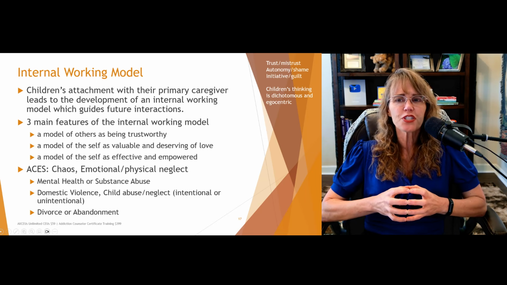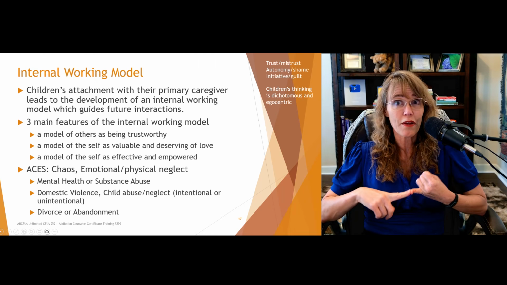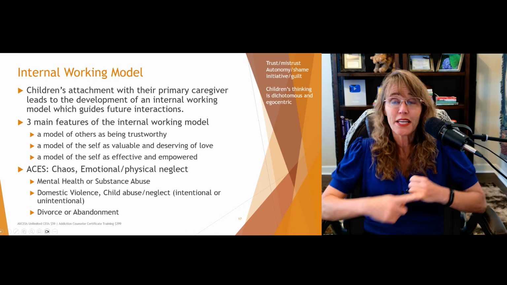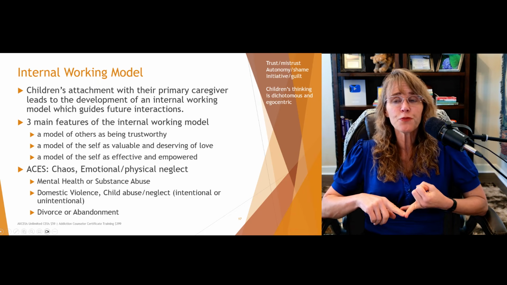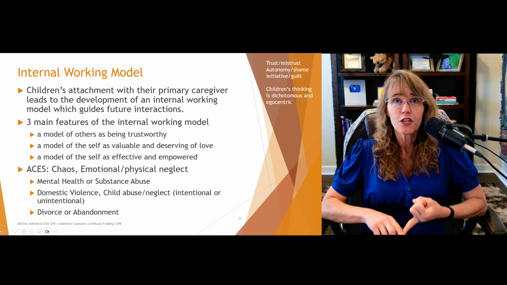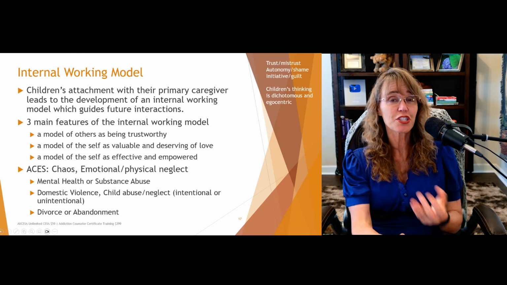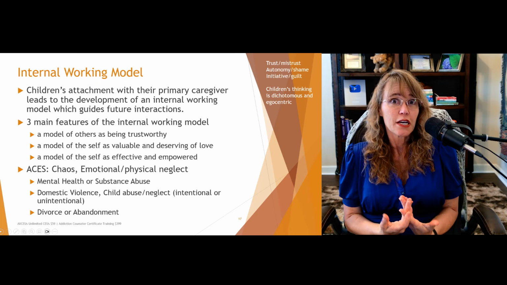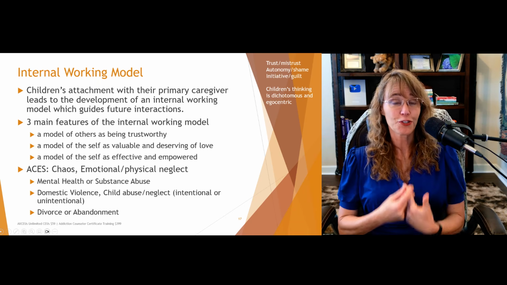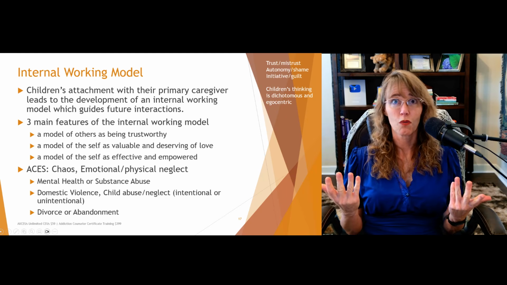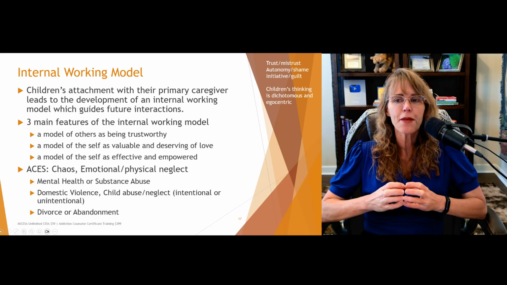Three main features of the internal working model: a model of others as being trustworthy. If I need something, you're going to take care of it. A model of the self as valuable and deserving of love. So if I need something, then you're actually willing to spend your energy on me because I'm worthy of your time and energy and love. What a concept. And the model of self as effective and empowered.